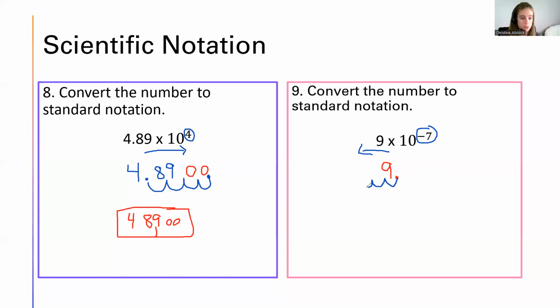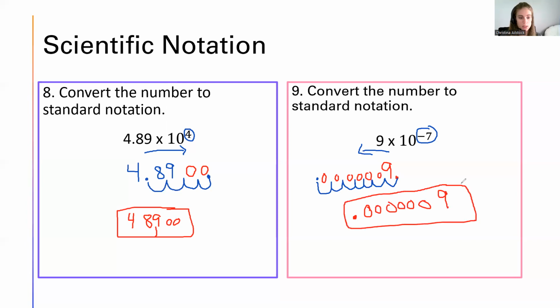1, 2, 3, 4, 5, 6, 7. I'll be filling in with lots of zeros here. 1, 2, 3, 4, 5, 6 zeros. Here we have our final answer, our number rewritten in standard notation.